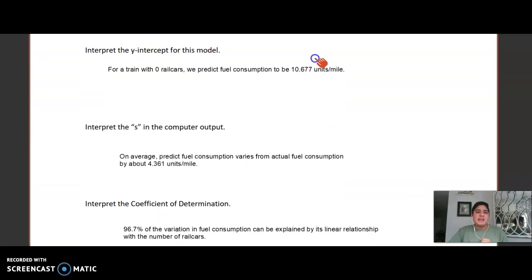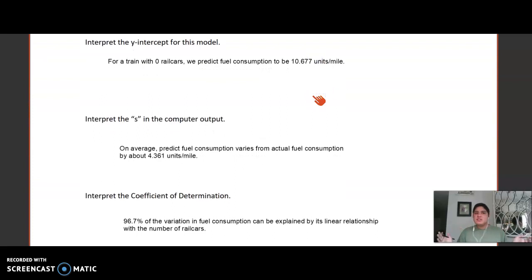All right, on to the next, some more interpretations galore. The y-intercept: for a train with 0 rail cars, we predict fuel consumption to be 10.677 units per mile. That pretty much makes sense, right? Just because there's no rail cars attached, the front part of the train, the caboose is the end, I don't know what the front part's called, but that's still got to travel. So that's pretty reasonable, I think, in the context of this question.